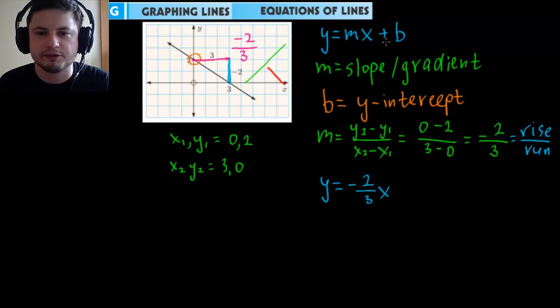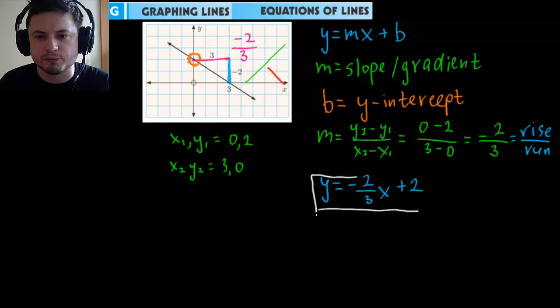Now plus b. This is where we have to look at the line again and find the y-intercept. We already established that it's right here, and the value of the y-intercept is 2. So that means it's just plus 2. And this is it. This is the formula for this particular line: y equals minus 2/3 x plus 2.